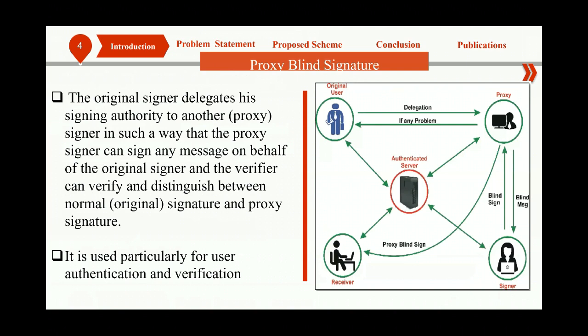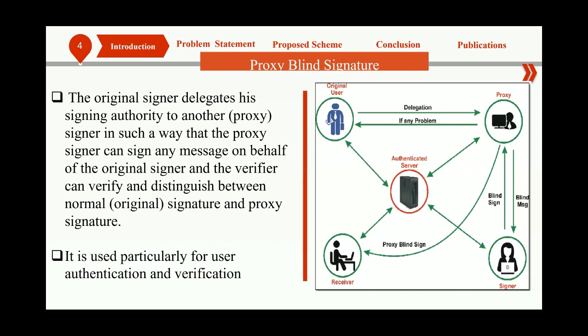So we can also talk about the blind signature. The blind signature is a digital signature like other digital signatures, where the signer delegates his power to someone else to sign on his behalf. Of course, the original signer and verifier can distinguish the normal signature from the blinded signature. It is used particularly for user authentication, as other digital signatures, and for verification of who has signed the documents. Here we can see the steps of how the blind signature is made.